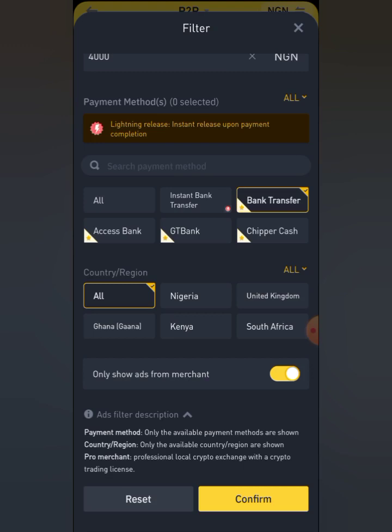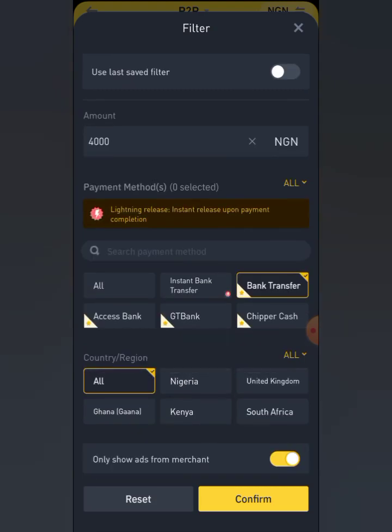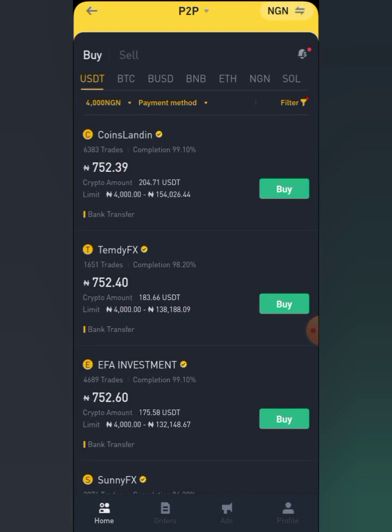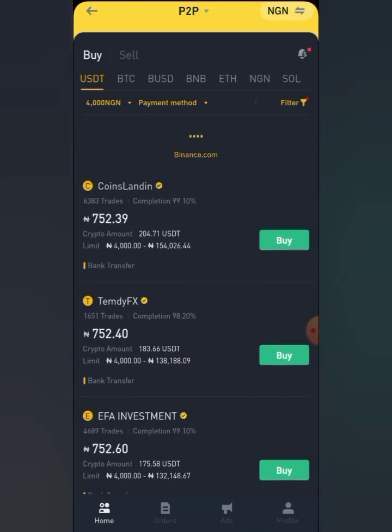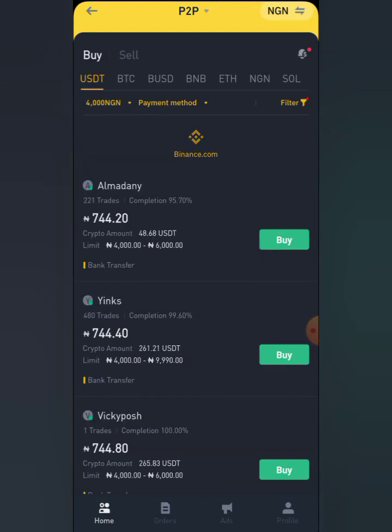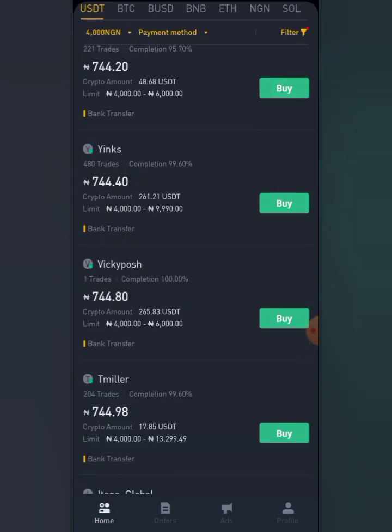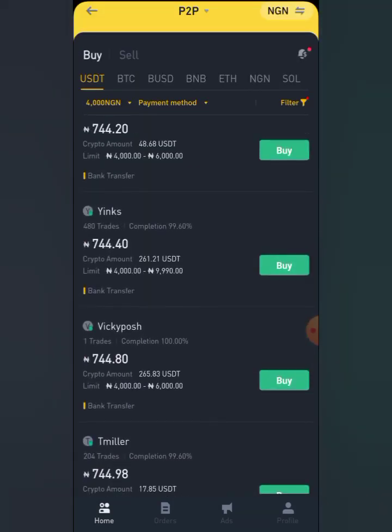But the worst of it is those traders that are not verified. Those ones can do anything possible to scam you, because Binance does not have their money stocked in one place that they can say, because of your money that we are withholding, we cannot do most of these things. So you need to be very careful of such traders, these ones here that are not verified.